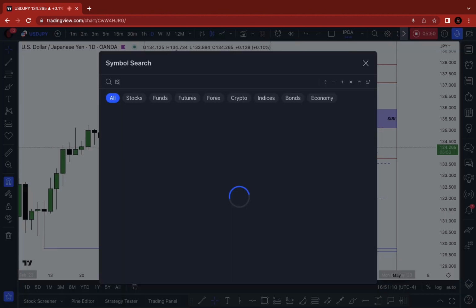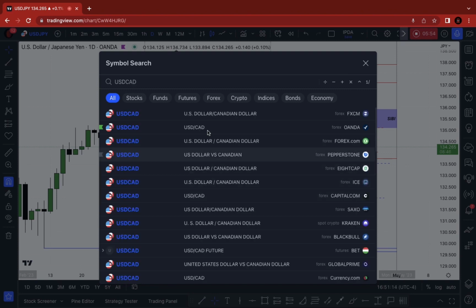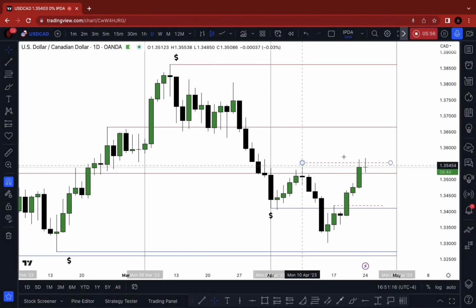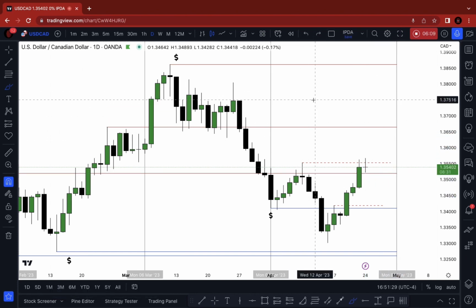Now look at UCAD. The price is still going higher, so we just broke a swing high formation. I would suspect a higher swing low should come into play sooner or later if it's going to continue going higher for UCAD at least.